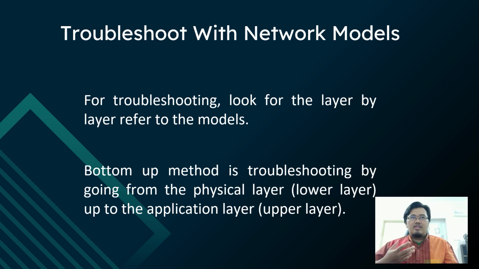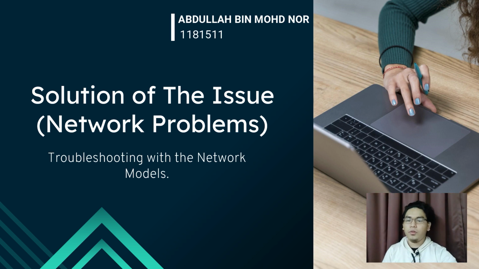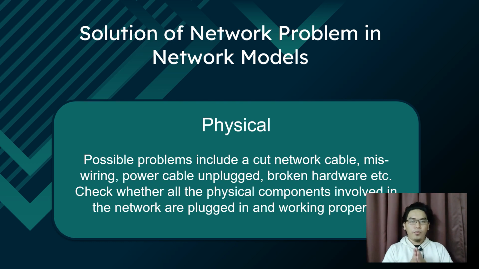So what solution must we apply to solve this network problem? Through troubleshooting. Next, we go to the solutions of the network problem. We have 3 solutions of network problems in network models in terms of physical, network itself, and transport. So we go to the first, physical.